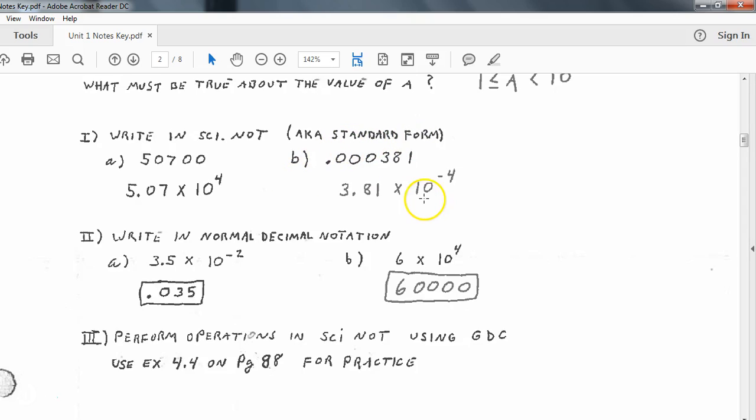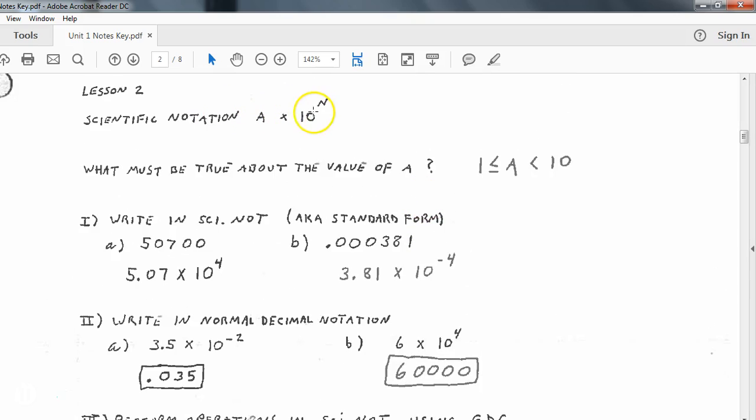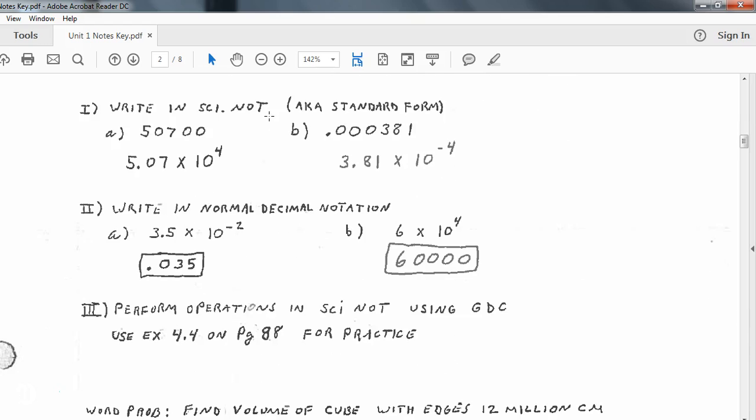Or they just give you this right here, and they just say write your answer in this form, and they just show the notation. They don't even use words. And so you just got to be familiar with the different ways that you could be asked to do this problem.